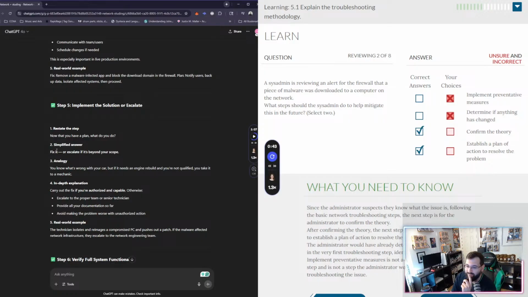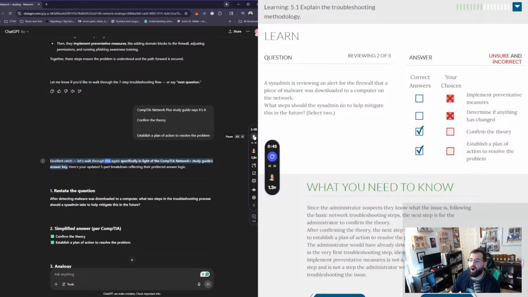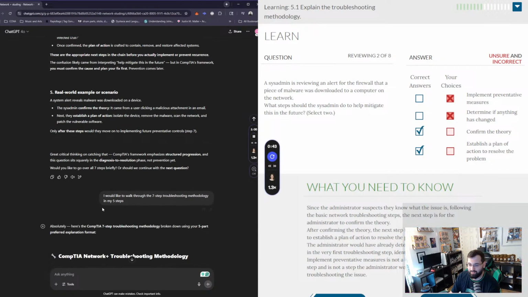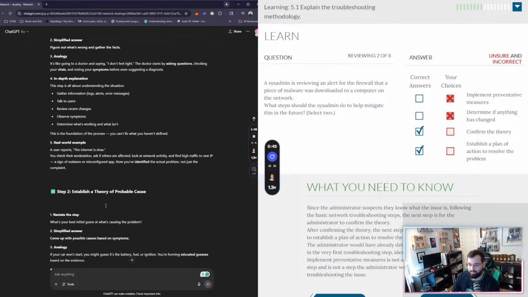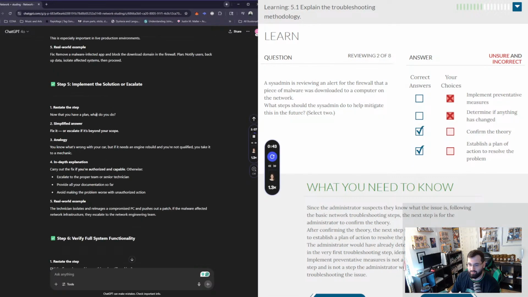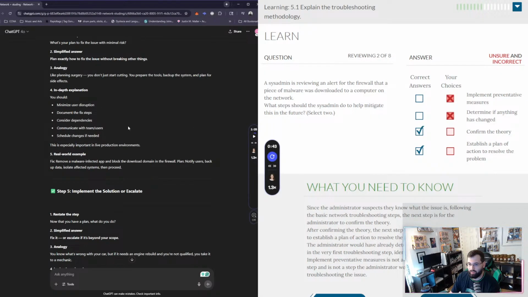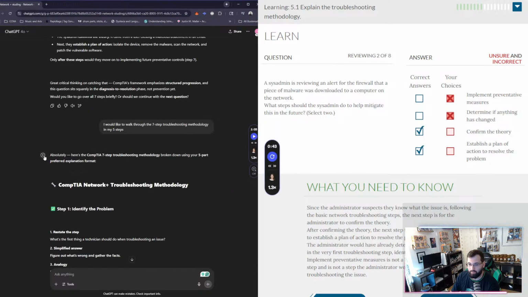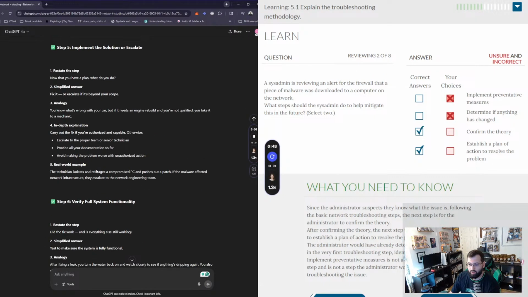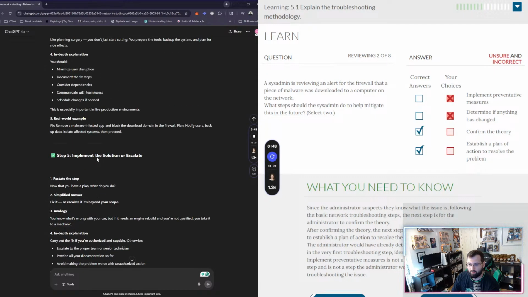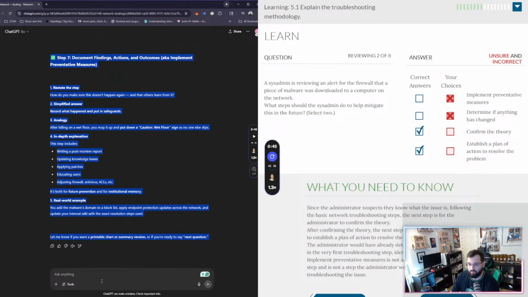3. Fix it or give it to somebody else who can. Escalate if it's beyond your scope. Oh, come on. I hate when it does that. Excellent catch. Let's walk through this again. No, we're not starting all the way back at the beginning. Specifically in light of the CompTIA Network+ Study Guide's answer key. Here's your updated 5-part breakdown. Okay, I don't know why it jumped all the way up there. Absolutely. Here's the CompTIA 7-step troubleshooting methodology broken down using your 5-part preferred explanation format. Okay, we're not doing that. We're going here. Here we go.